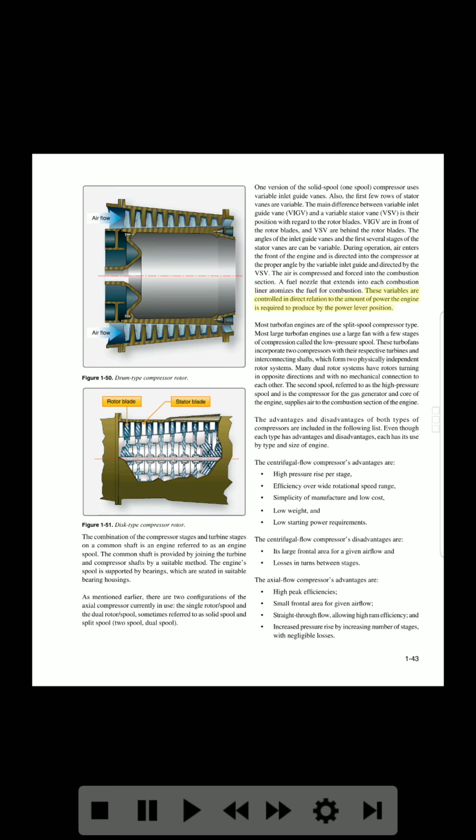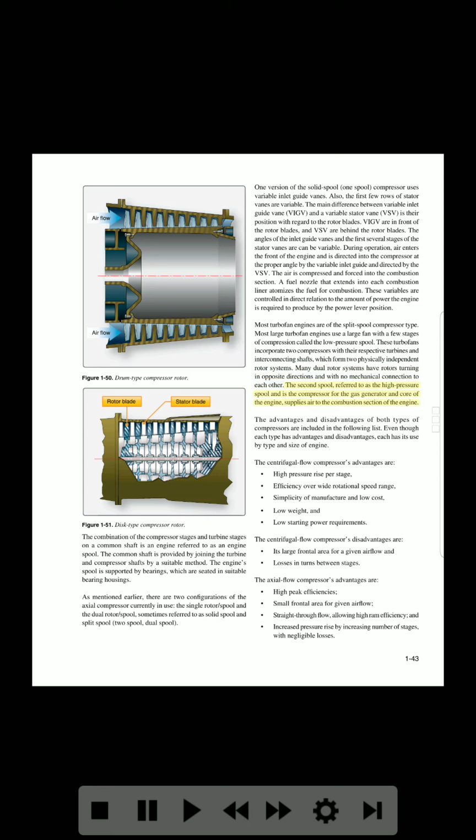These variables are controlled in direct relation to the amount of power the engine is required to produce by the power lever position. Most turbofan engines are of the split spool compressor type. Most large turbofan engines use a large fan with a few stages of compression called the low-pressure spool. These turbofans incorporate two compressors with their respective turbines and interconnecting shafts, which form two physically independent rotor systems. Many dual rotor systems have rotors turning in opposite directions, and with no mechanical connection to each other.